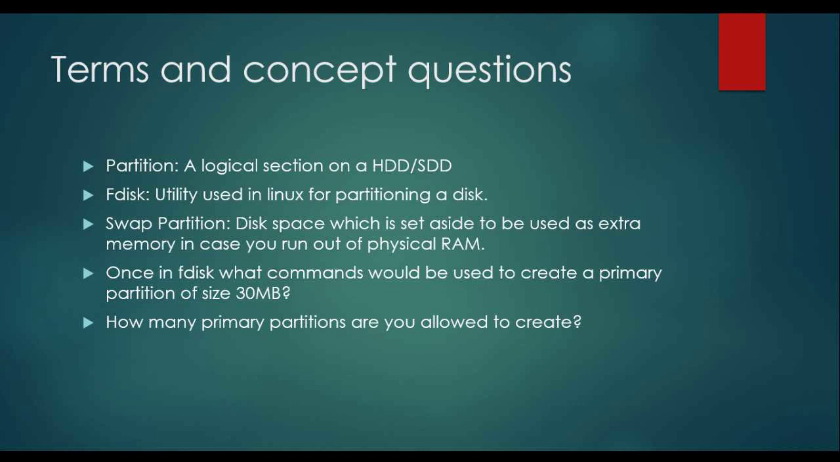And to create a primary partition of size 30 megabytes, the commands are N for new, P for primary, enter using the default beginning sector, and at the next step, plus 30M, no spaces, enter, and that will create a primary partition of size 30 megabytes.